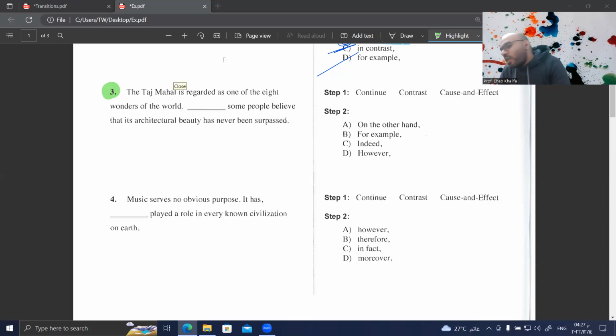Abdulaziz, switch on the microphone. Yes, sir. You say contrast, Abdulaziz? Yes. How come? Figure out the contradiction, please. Okay, it's one of the seven wonders of the world. Good or bad? Positive, good. What comes after?